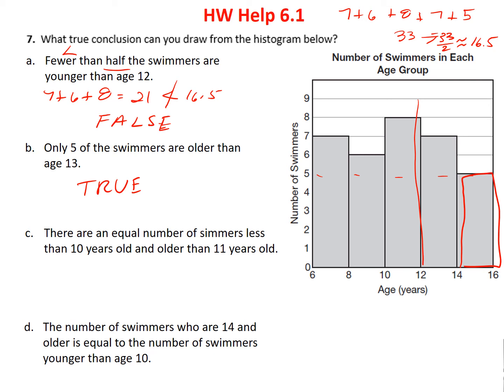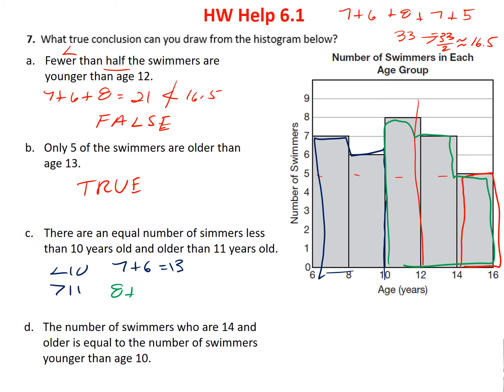C says there's an equal number of swimmers that are less than 10 and older than 12. Well, less than 10 means I got this category here. So less than 10 is going to be 7 plus 6, which is going to be 13. And greater than 11 is going to be the rest of these, here, here, here, and here. So that's going to be 8 plus 7 plus 5, which is 20. So are those equal? No. So this is false.